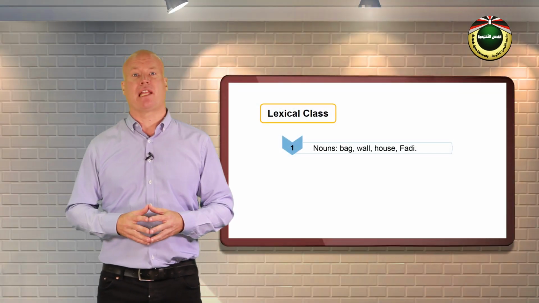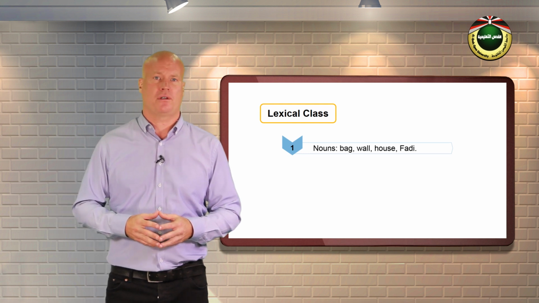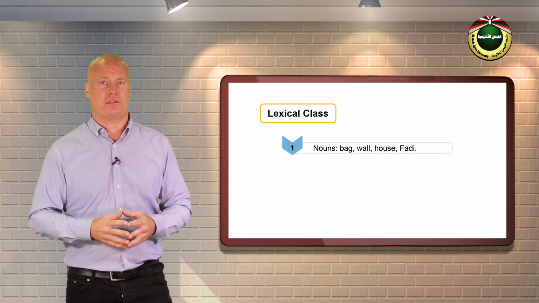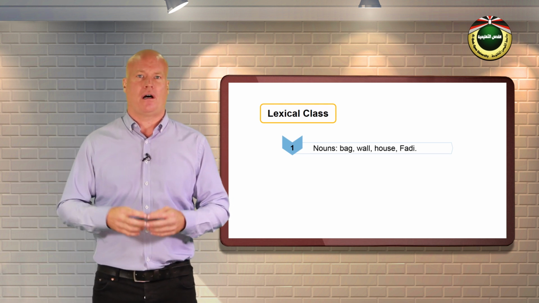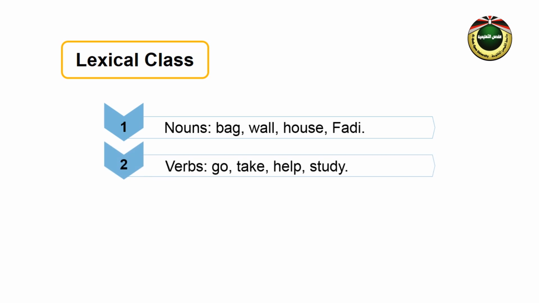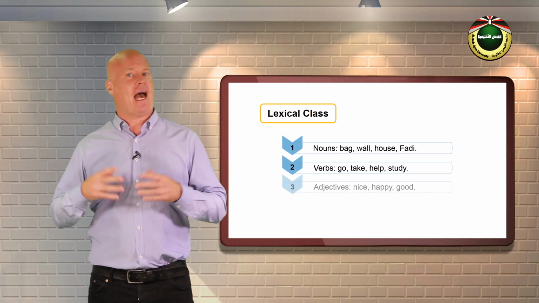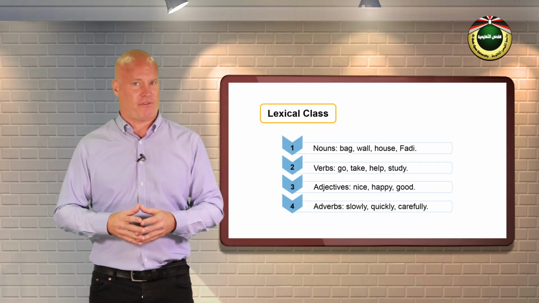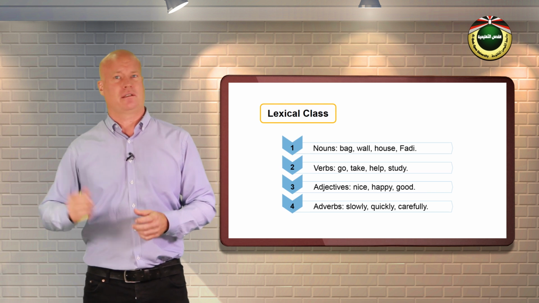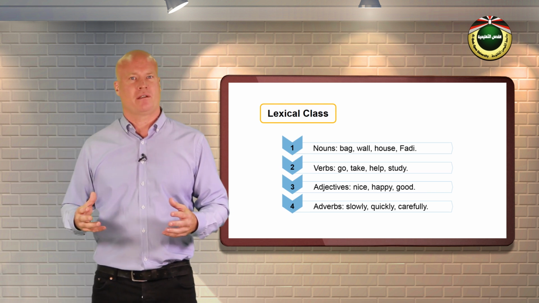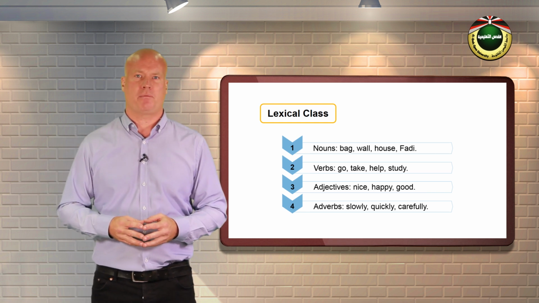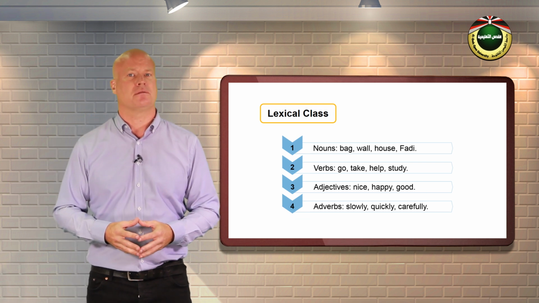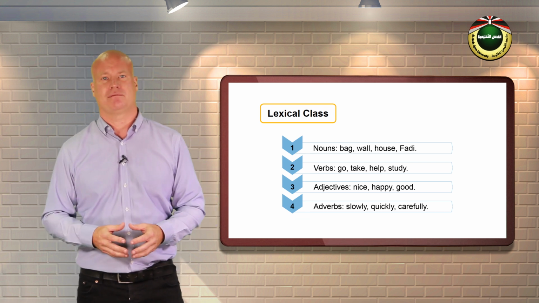The second set is the lexical or open class categories, which include nouns, such as bag, ball, house. Verbs, for example, go, take, help, study. Adjectives: nice, happy, good, or important. Adverbs: slowly, quickly, carefully, beautifully. They are called open class items because they have no determinate number of members and are consistently added to, such as internet or television.